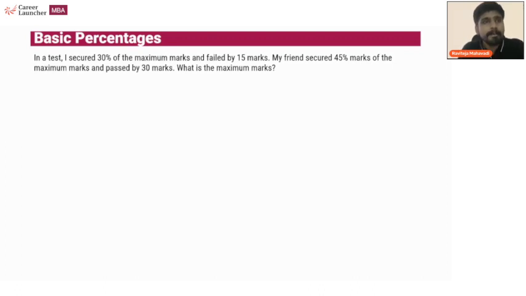But before we get into solving the actual application questions, let us look at a couple of basic questions. In a test, I secured 30% of maximum marks and failed by 15 marks. My friend secured 45% of maximum marks and passed by 30 marks. The traditional approach is to consider the maximum marks to be X.